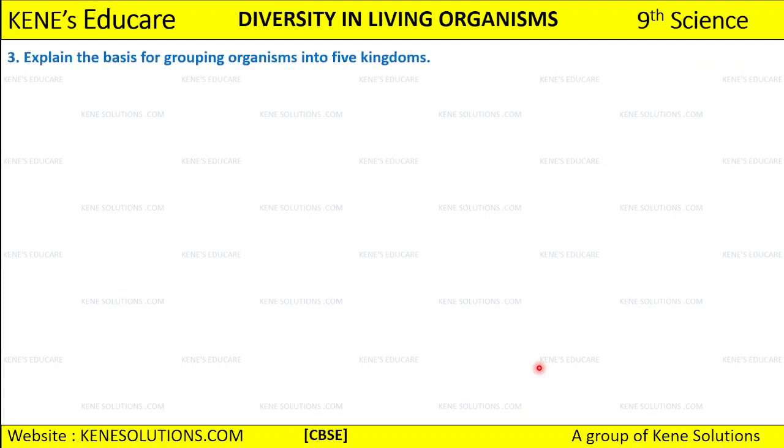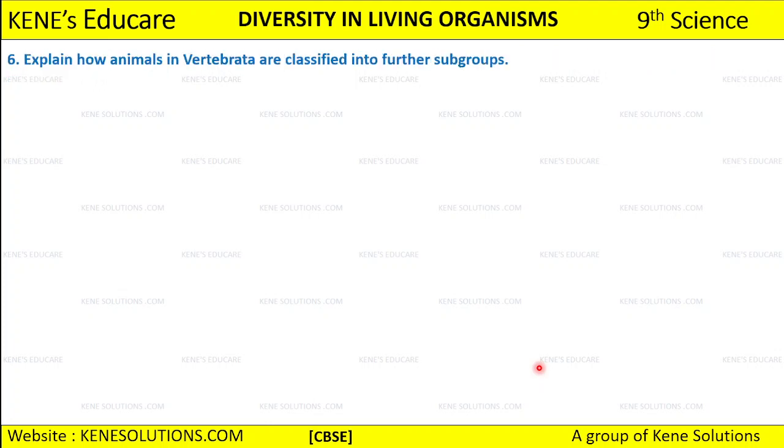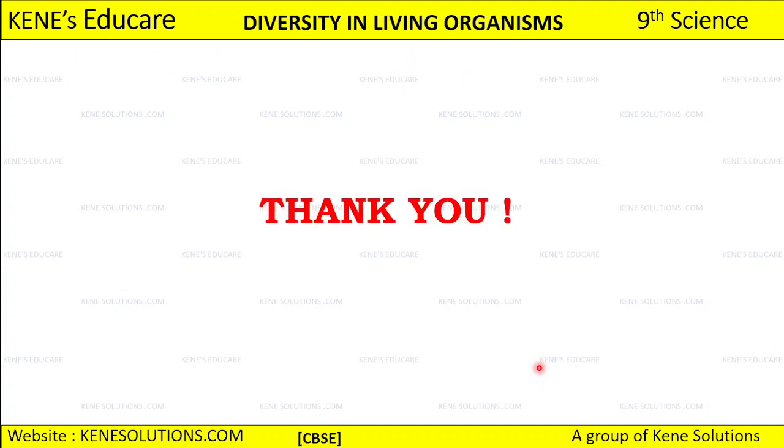Then we will be discussing the basis for grouping the organisms into five kingdoms, what the major divisions in Plantae are and what the basis for this division is. Then the fifth question is, how do the criteria for deciding the divisions in plants differ from the criteria for deciding the subgroups among animals. And lastly we have the question: explain how animals in Vertebrata are classified into further subgroups. So we have six different classes that we are going to explain here.